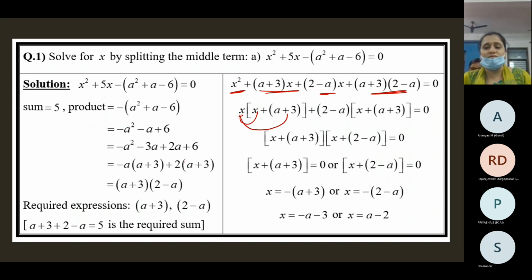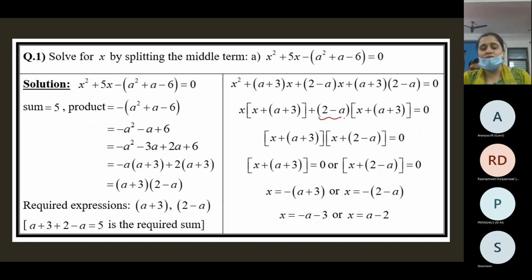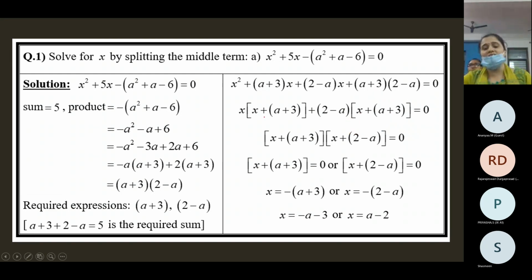Now, between the third and the fourth term, this is the third term, this is the fourth term. Between the third and the fourth term, 2 minus a is common. Only 2 minus a, not x. So take out the common expression, 2 minus a. Now, 2 minus a into x will give you the third term, 2 minus a of x. And 2 minus a into a plus 3 will give you the last term, a plus 3 of 2 minus a.